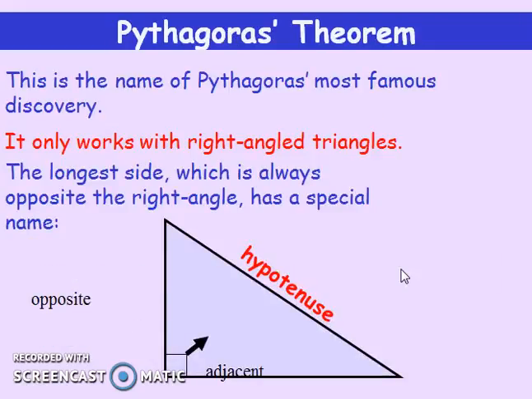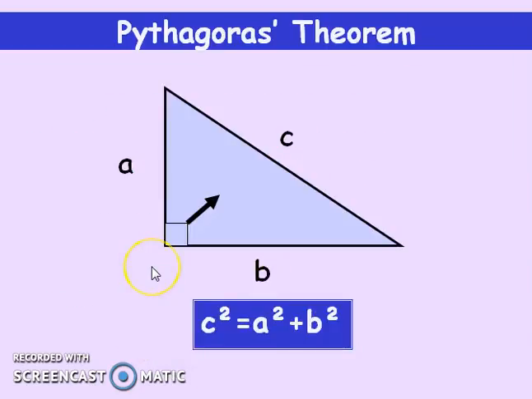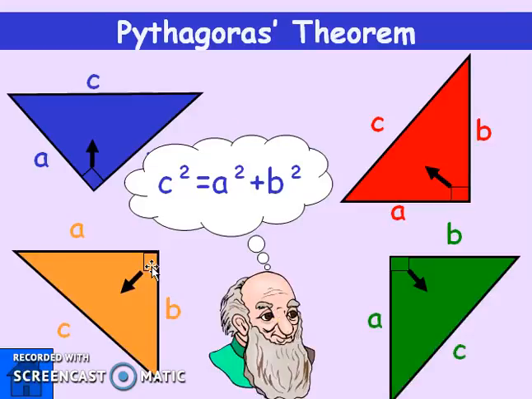So this is the name of Pythagoras' most famous discovery. It only works with a right angle triangle. The longest side, which is always opposite to the right angle, this one, is known as the hypotenuse. This one is adjacent, and this one is the opposite. Okay, this one is the formula, C squared equals A squared plus B squared. And no matter the position of the right angle triangle, if it fulfills the condition of being a right angle triangle, then we can use the Pythagoras theorem.